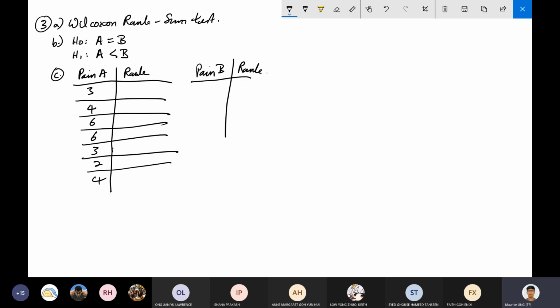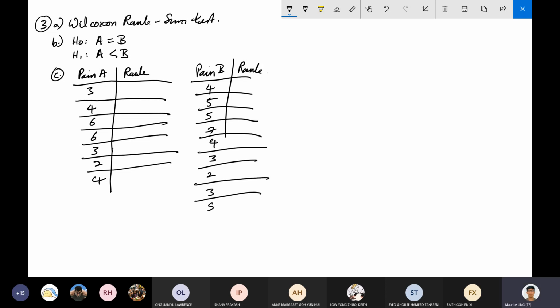3, 4, 6, 6, 3, 2, and 4. Here will be 4, 5, 5, 7. 4, 3, 2, 3, and 5. Basically you take A and B, put them together, you rank them, then you split it out into A and B again. So here the rank will be 4.5, because here is also 4.5. And you just write down 8.5, 14.5, 14.5, 1.5, 8.5. So this is 8.5, 12, 12, 16, 8.5, 4.5, 1.5, 4.5, and 12.